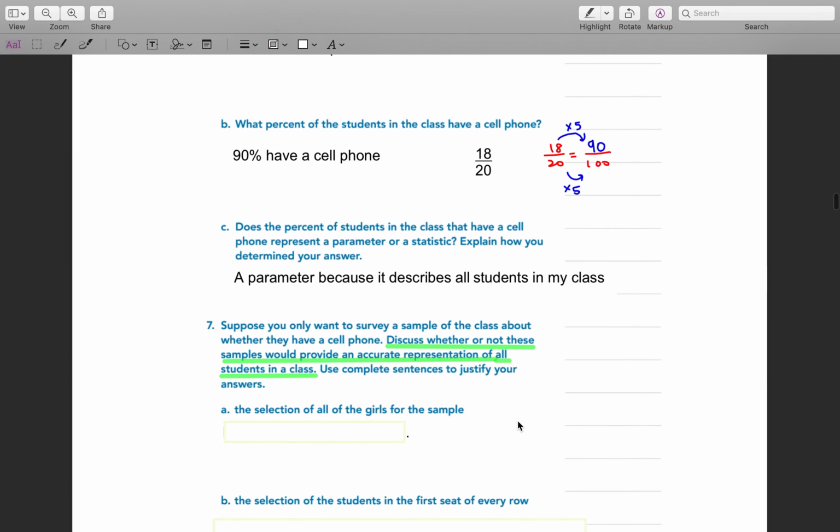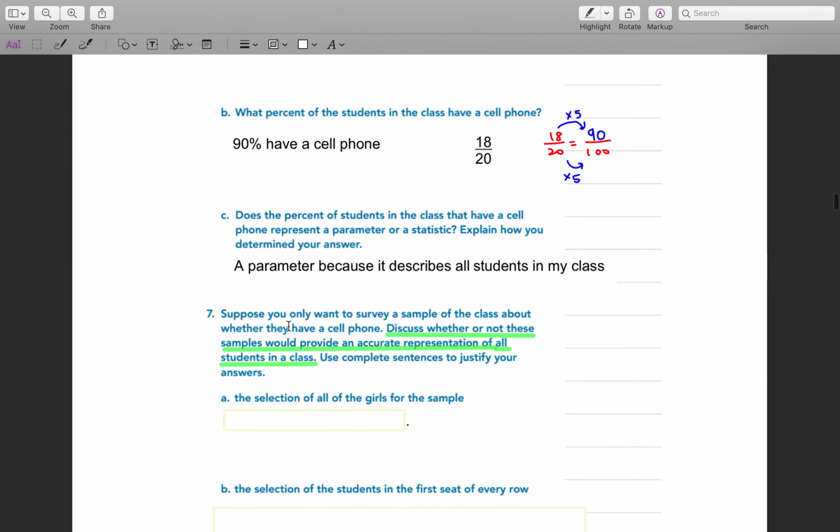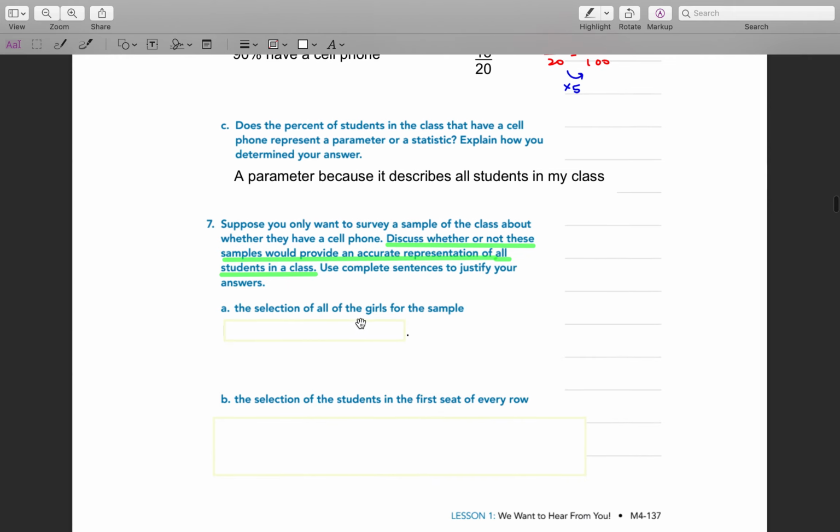Suppose you only want to survey a sample of the class about whether they have a cell phone. So discuss whether or not these samples would provide an accurate representation of all students in a class. So the selection of all the girls for the sample. So if we just select girls and have them take the survey, would that represent an accurate representation of all the students in a classroom? No, it won't be, because the boys are excluded, right? So it's not going to be the accurate representation of all students in the class.